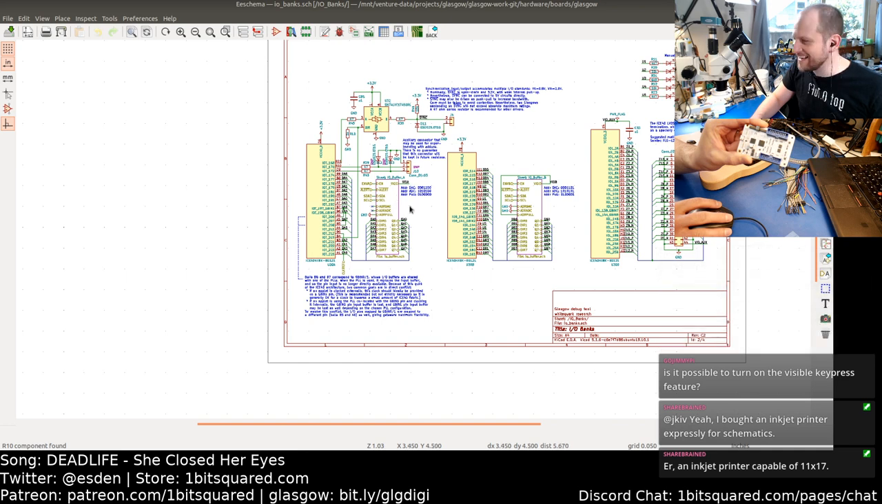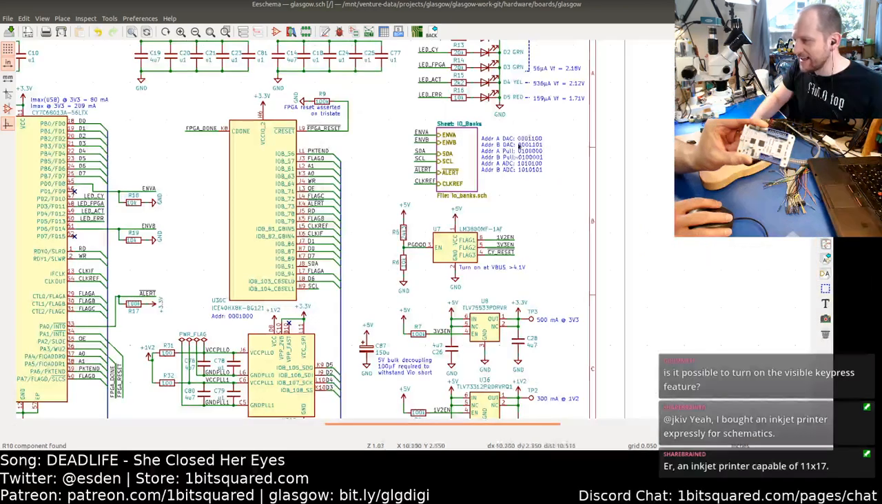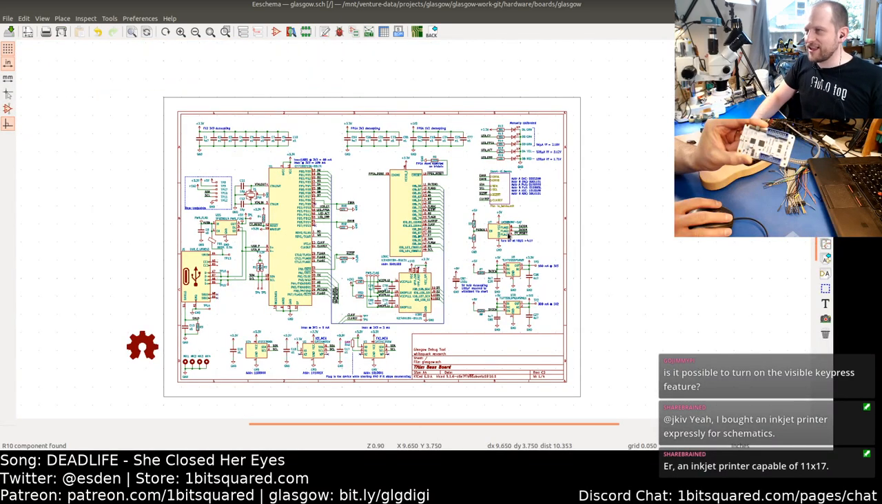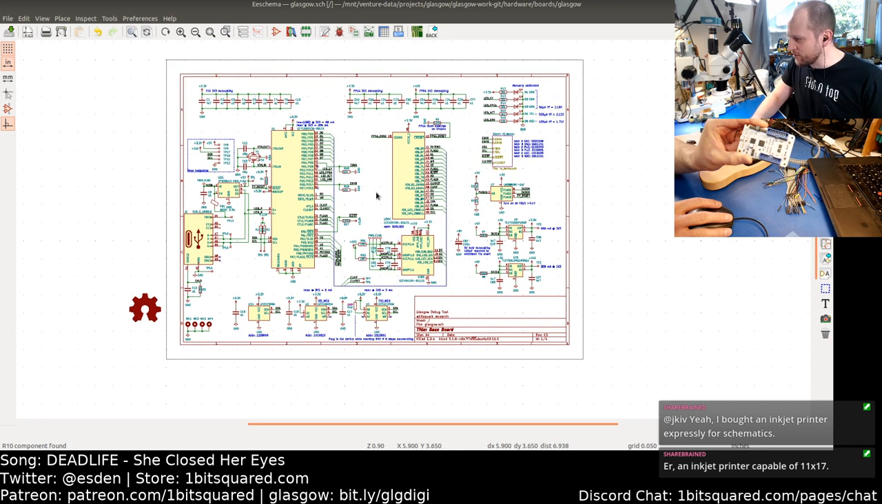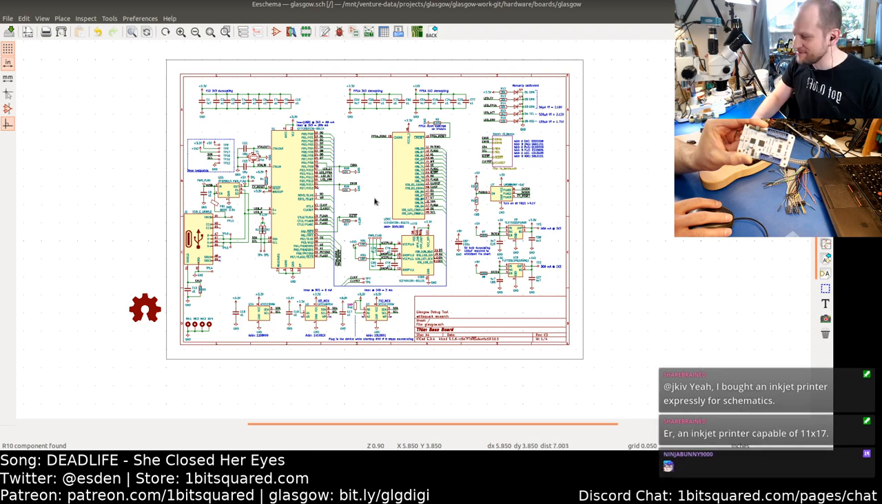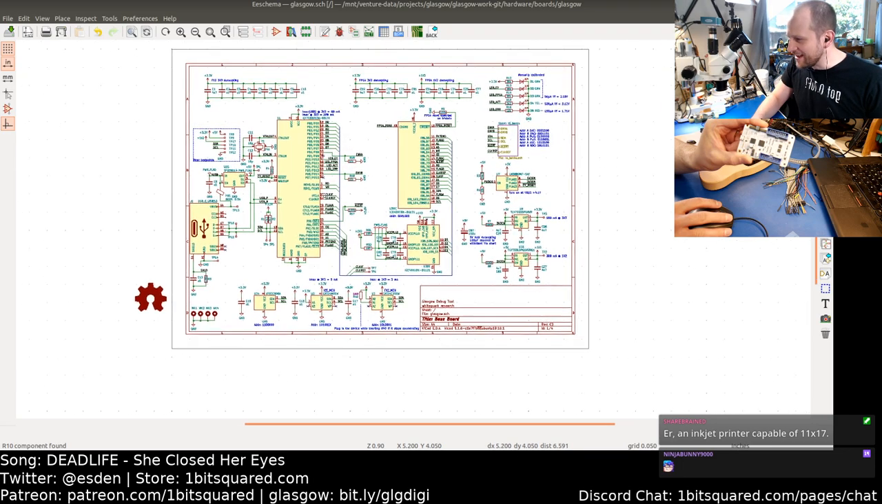11 by 17, yeah, like put everything in one sheet. Yeah, if I had a plotter, oh, I need a plotter. That's a thing I need. So, yeah, I think Wendell and Lenore would approve. If you don't know who that is, these are the founders and owners of Evil Mad Scientist. They would approve a plotter idea. So, yeah.